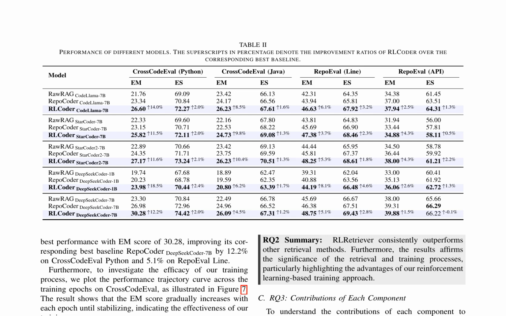The performance trajectory curve during the training process is shown in Figure 7, illustrating the effectiveness of the training process. The EM score gradually increases with each epoch until stabilizing, indicating the efficacy of the training process.